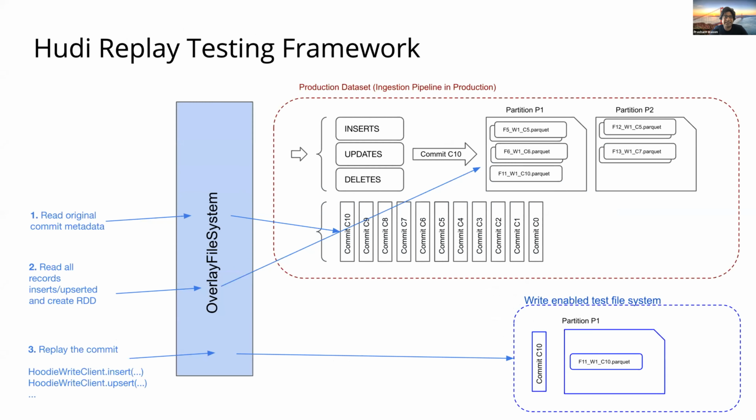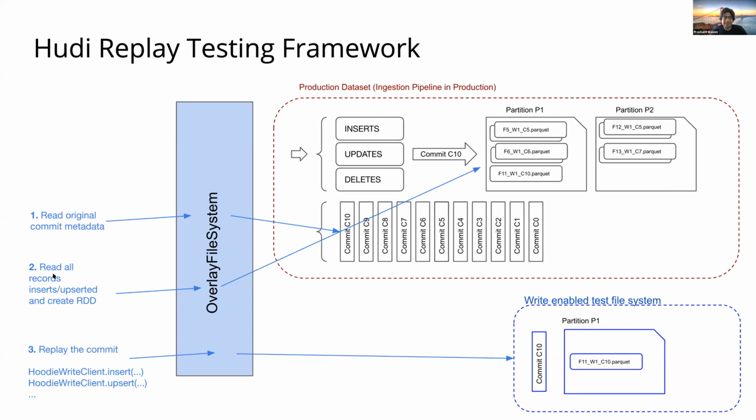And the framework works in 3 steps. So in step 1, we decide which commit from the actual production data set we want to replay and test. We'll read the original commit metadata, and the overlay file system is smart enough to know where a particular read exists, whether it exists in the production data set or on the temporary data location. So we'll read the original commit metadata from the production data set, which is working through an ingestion pipeline in production.